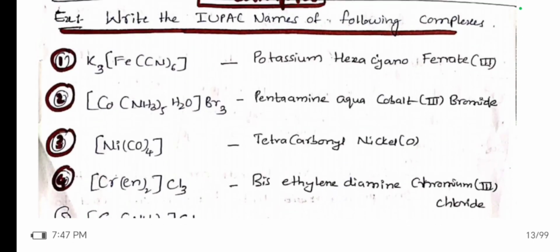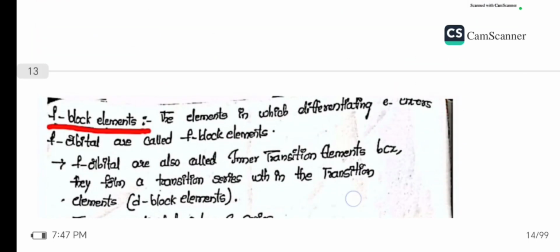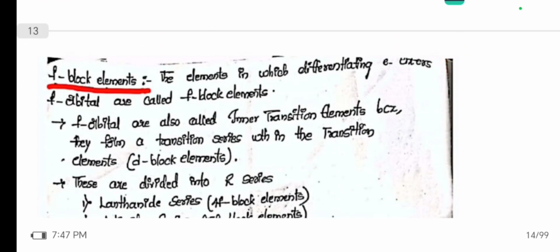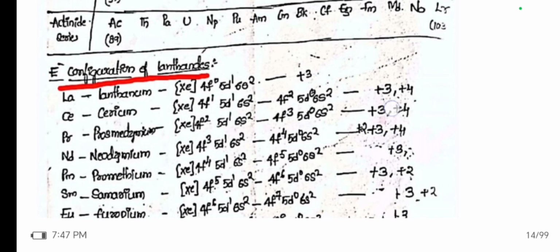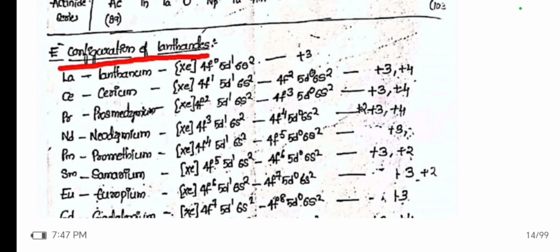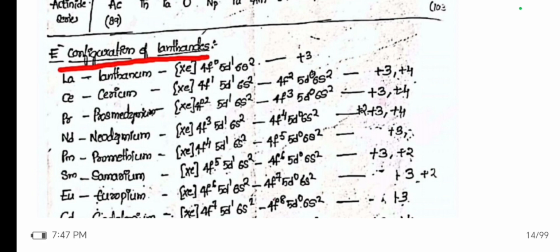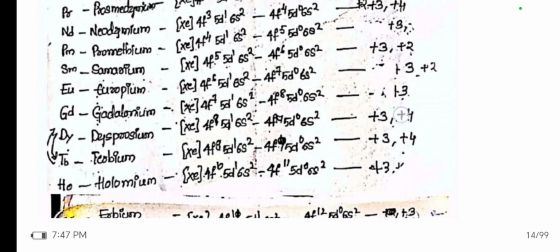Just practice these examples. Practice this one. Practice the names. Remember the names of ligands. Next, F block elements. The next lesson is F block elements. We read only 2 questions. This is the F block element series. 14 F block elements are present. If you have time, remember these names and electronic configuration.